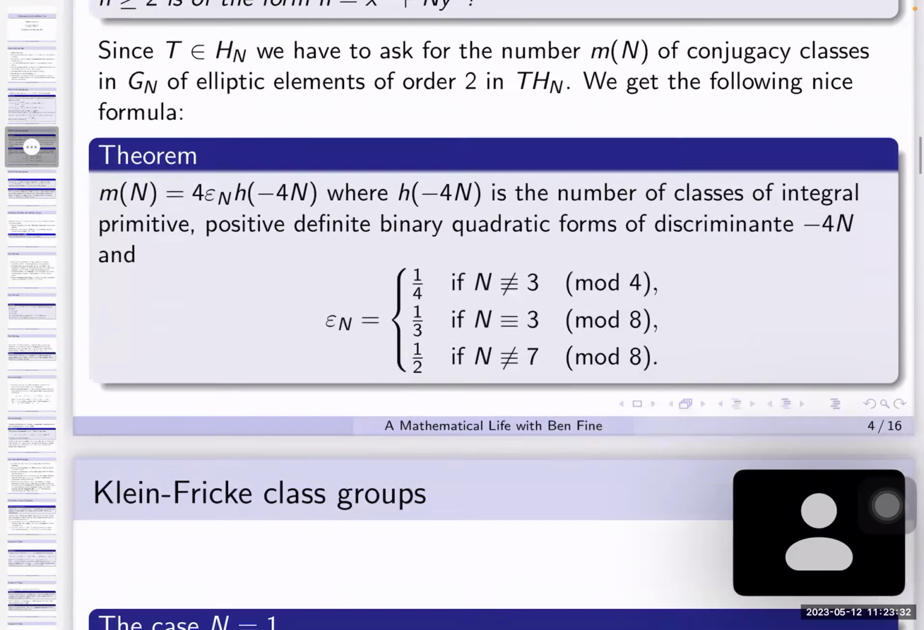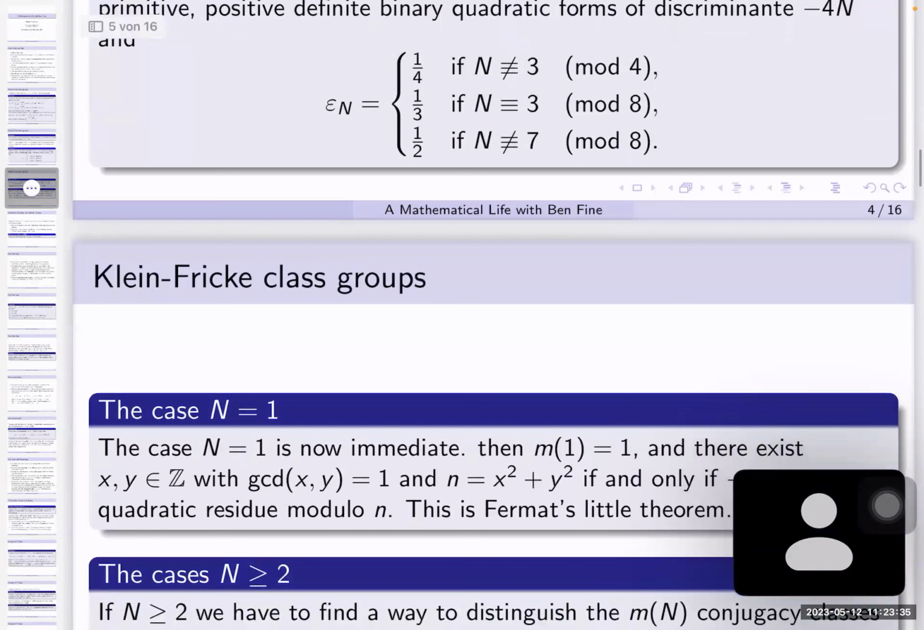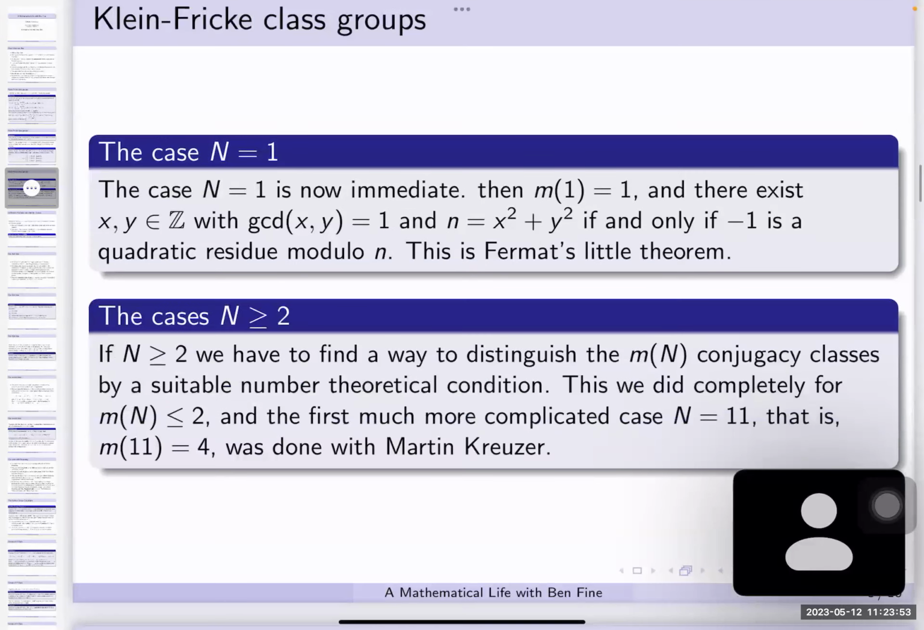If you take just the case n equal 1, then we automatically have that the number of conjugacy classes is 1. And there, if you have greatest common divisor of x and y equal 1, then n is a sum of squares if and only if minus 1 is a quadratic residue modulo n. This is just Fermat's little theorem, so it's an easy proof of that. And we can do many things for bigger n's. For instance, if the class number is less than or equal to 2, the first complicated case is n equal 11, and that we completed with Martin Kreuzer.